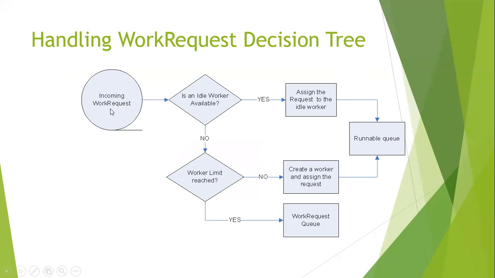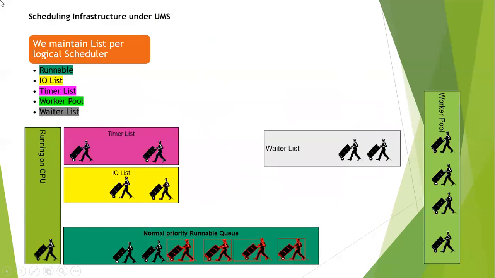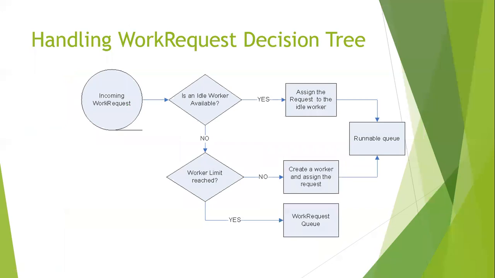For example, let's say a new thread comes in. If a thread comes in, it checks whether any workers are available in the worker pool. We have a worker pool which has some workers, right? Some idle workers, available workers which are not assigned to any task. First it will check whether any idle worker is available or not. If available, then it assigns the request to the worker and it will be placed in the runnable queue.